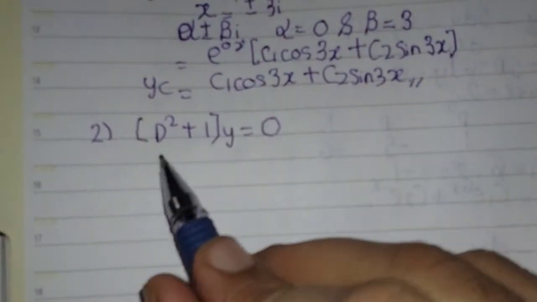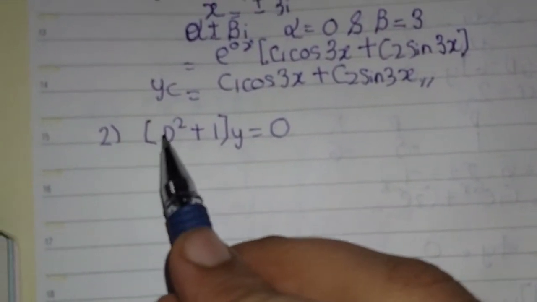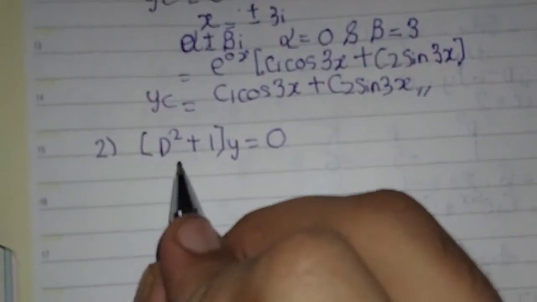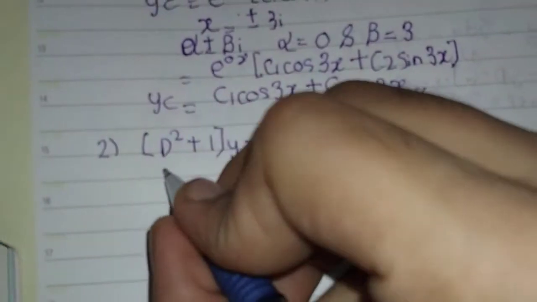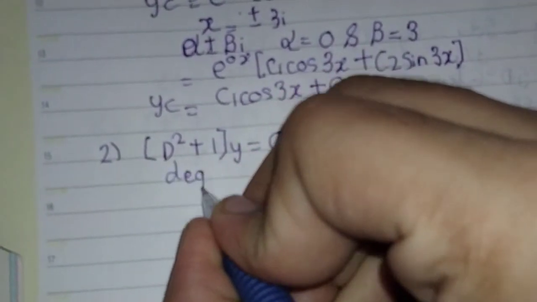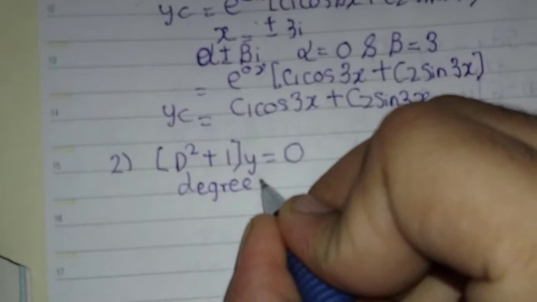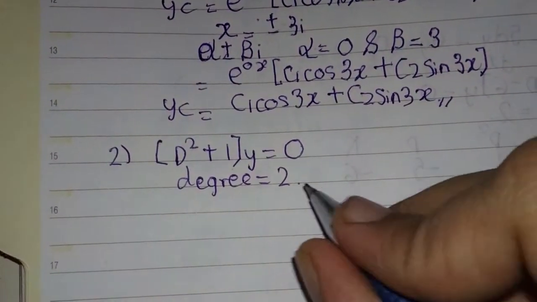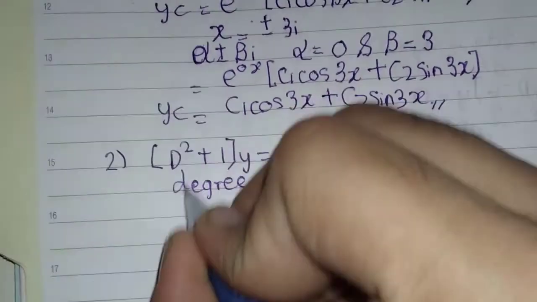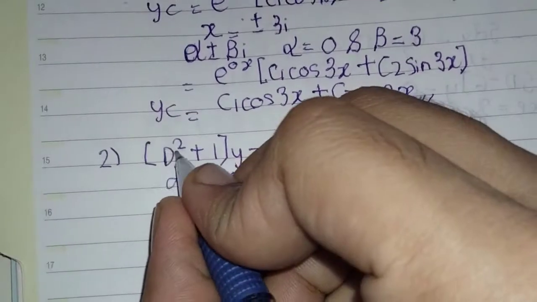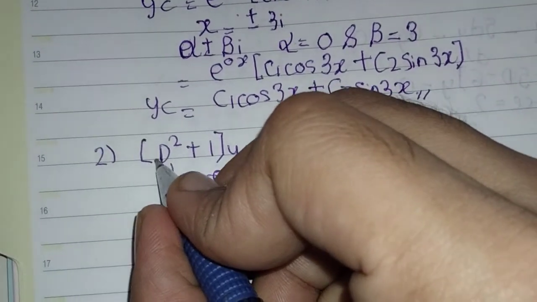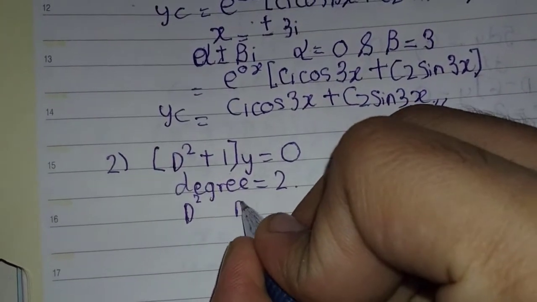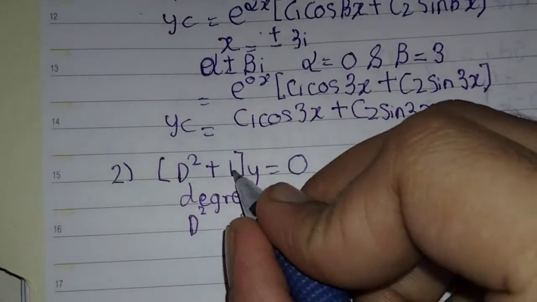Now solving the second sum to get an even clearer idea, we have the question d square plus 1 y is equal to 0. What is the highest term here? The highest power here is 2. So degree is equal to 2. Now we have to write d square, the term with the highest power, and then decreasing the power, d square, d and then constant.